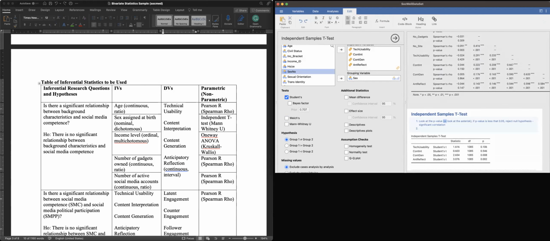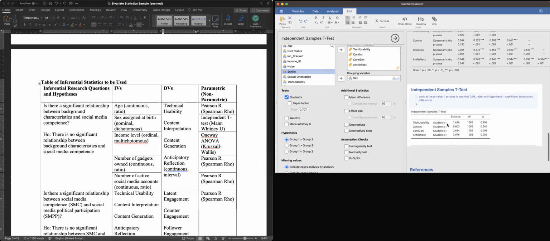If the p-value is less than 0.05, then you reject the null hypothesis. Then it's a significant correlation. Those that are equal or greater than 0.05 are not a significant correlation or significant association, or some of them would say significant difference. Ibig sabihin, the particular social media domain is significantly different when grouped according to males or females. All right. So you see here the p-values, and for technical usability, the p-value is 0.1.